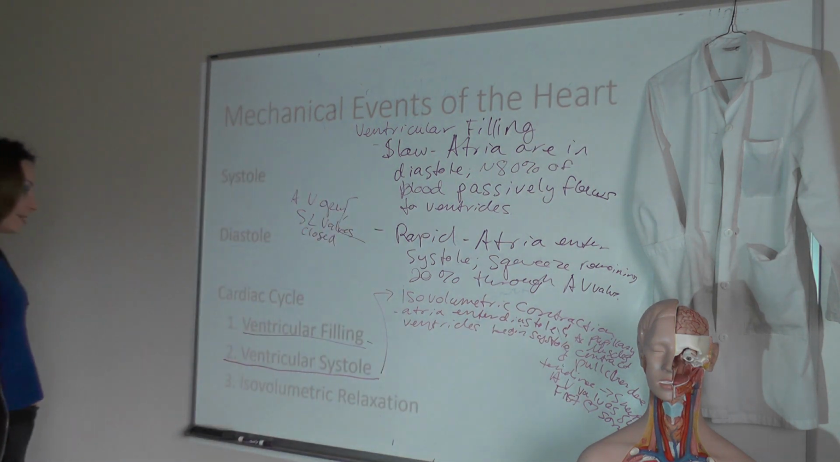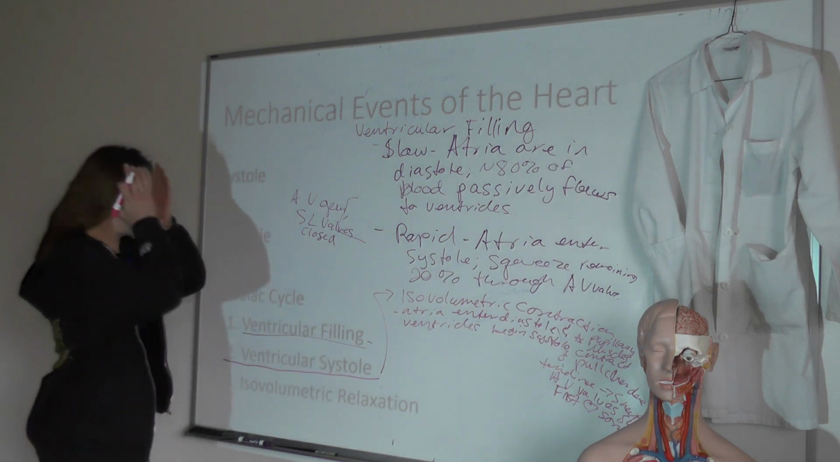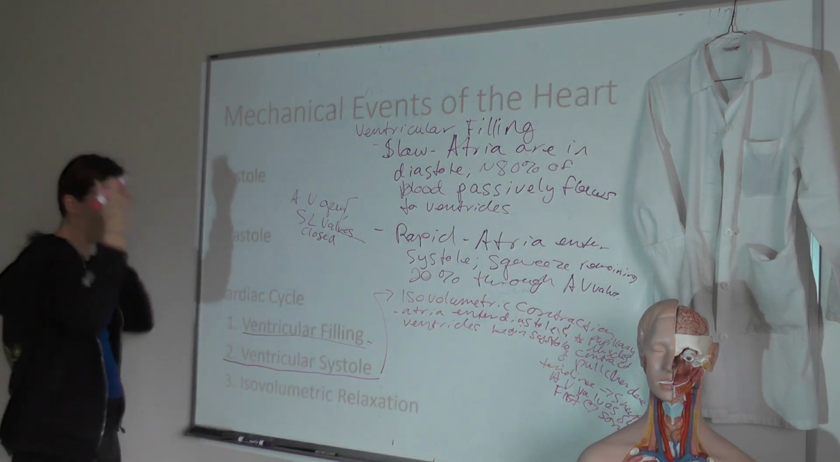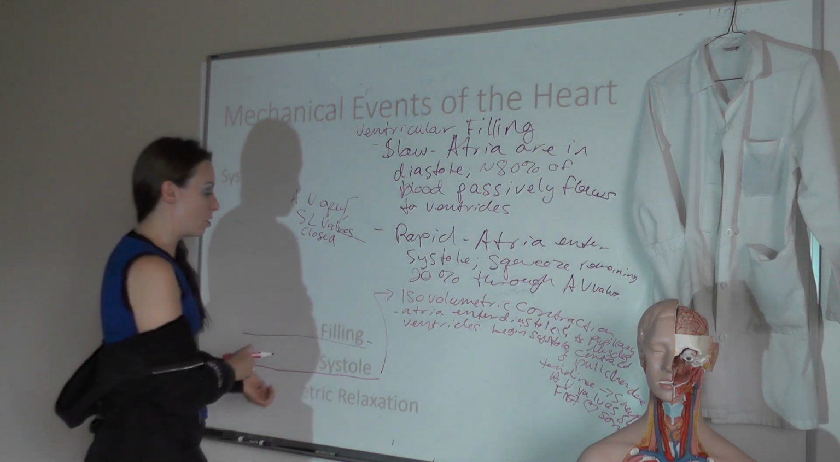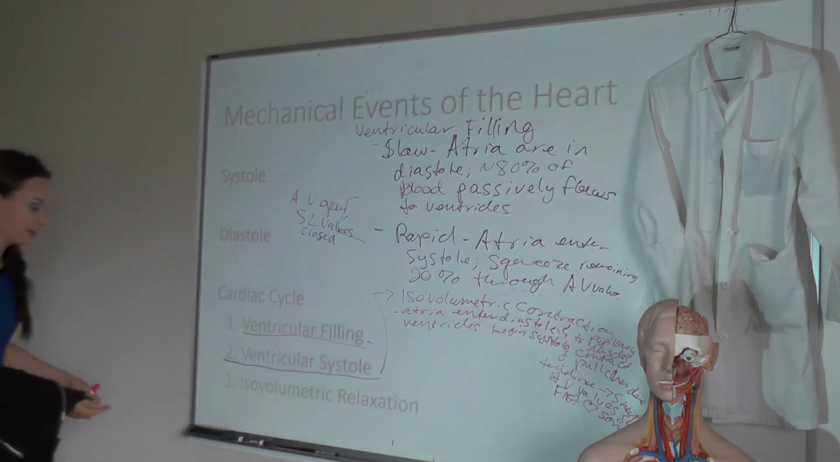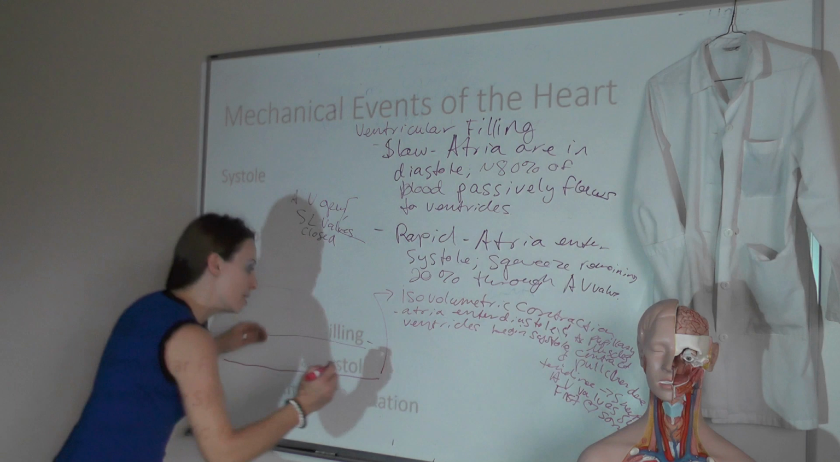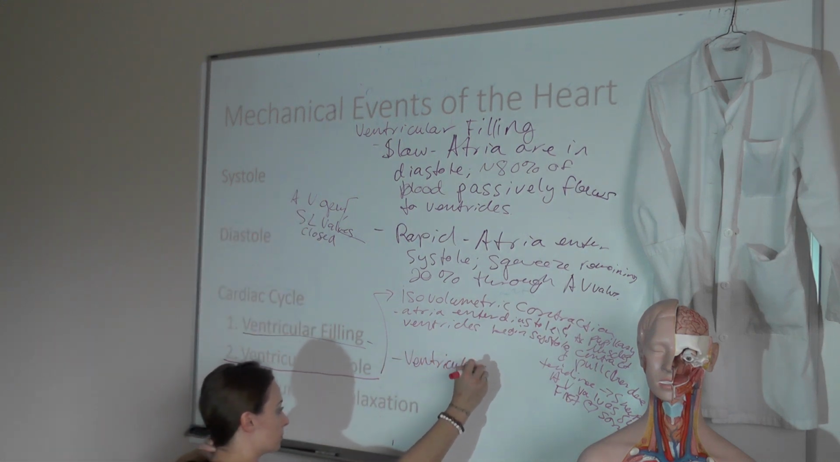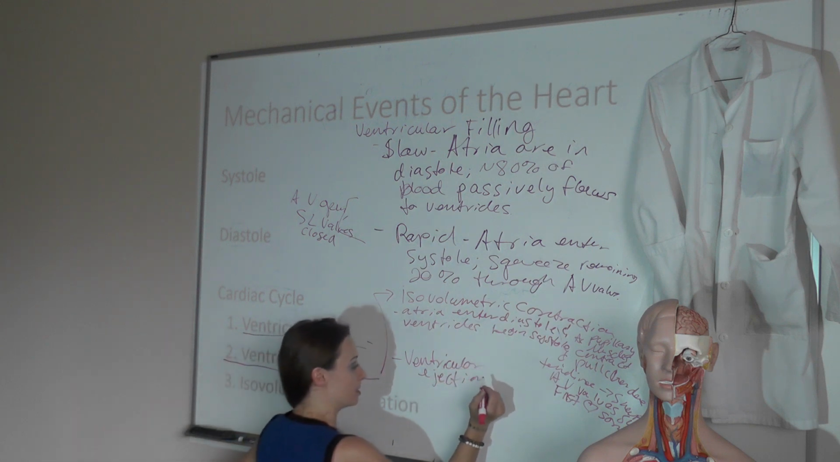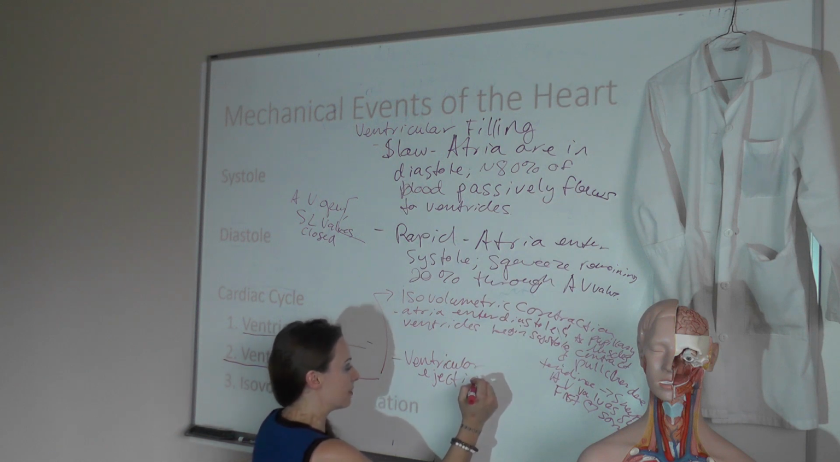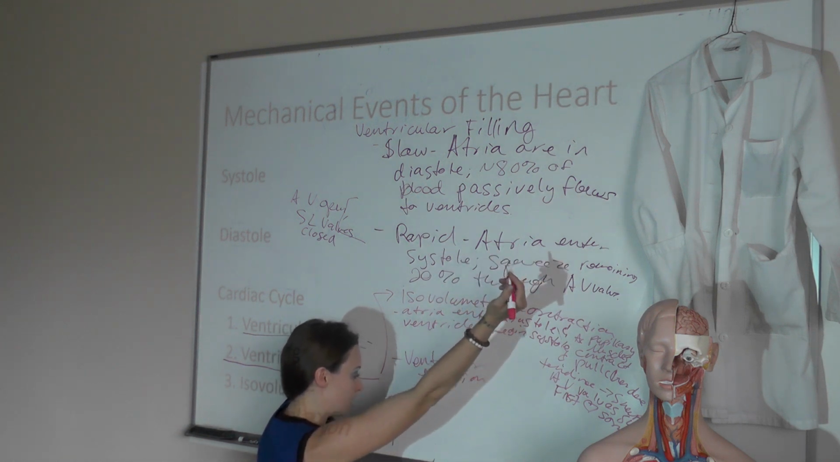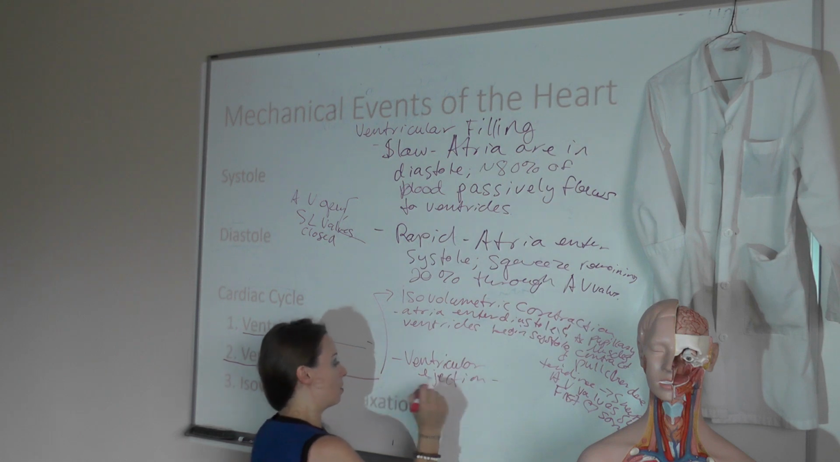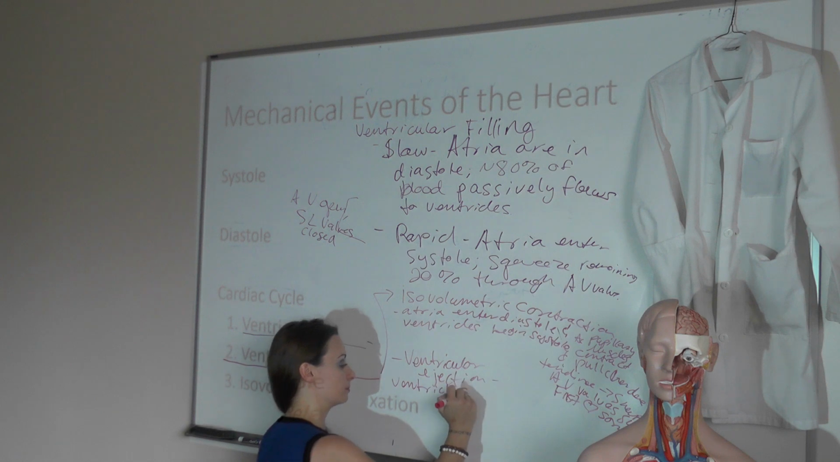Then what happens? Well, then my ventricles are going to finish systole. So the second part of ventricular systole is ventricular ejection. During ventricular ejection, the pressure now in the ventricles exceeds the pressure in the aorta and the pulmonary trunk. The semilunar valves blow open and blood exits the heart. So during ventricular ejection, the ventricles complete systole.